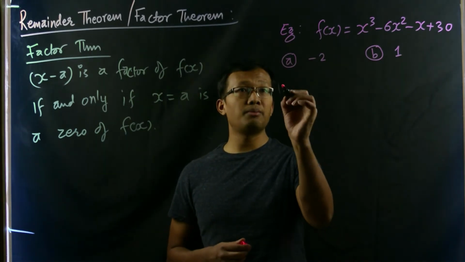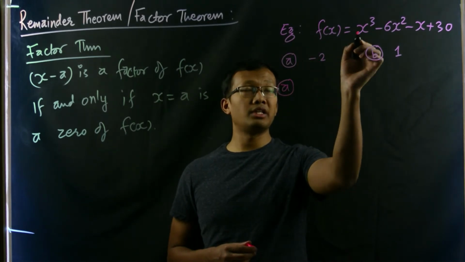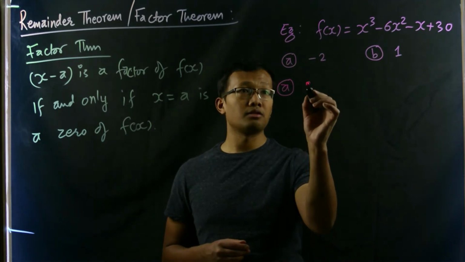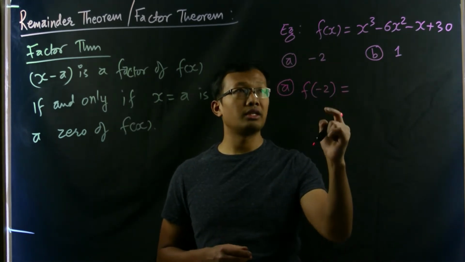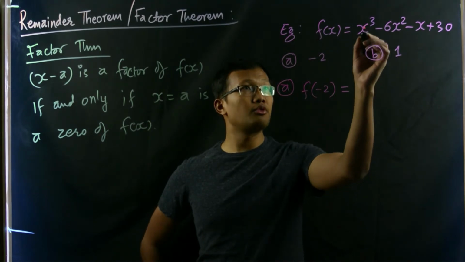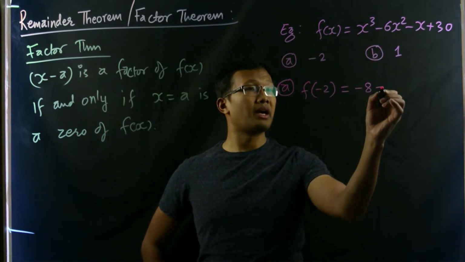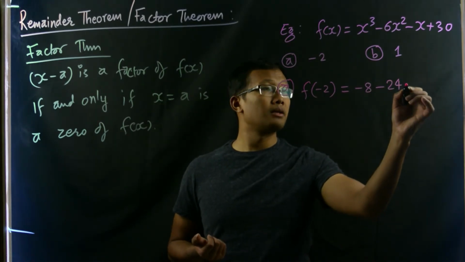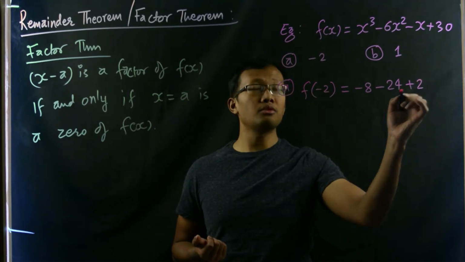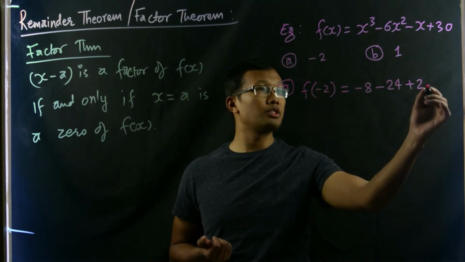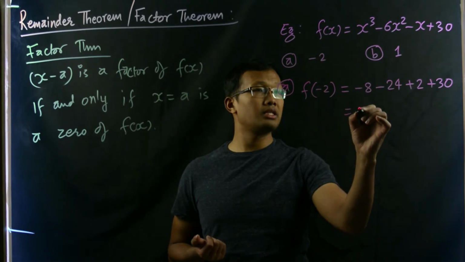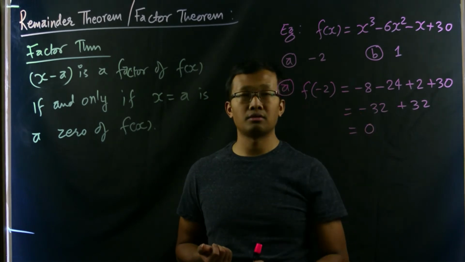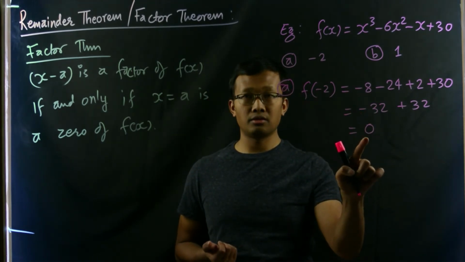So let us simply plug in -2 to see whether this number is a zero of this polynomial or not. That would be f of -2 equals, let us calculate that. -2 cubed is -8, minus 6 times -2 squared, which is 4, so 24, minus -2 is +2, plus 30. So that is -32, and this is +32, so that becomes 0. Thus the remainder is 0.